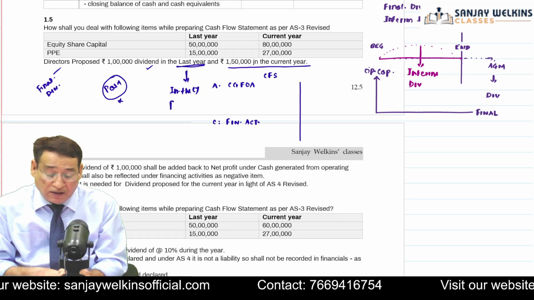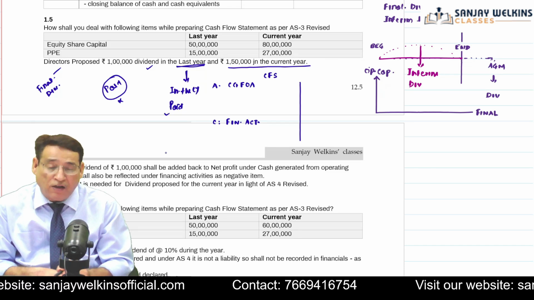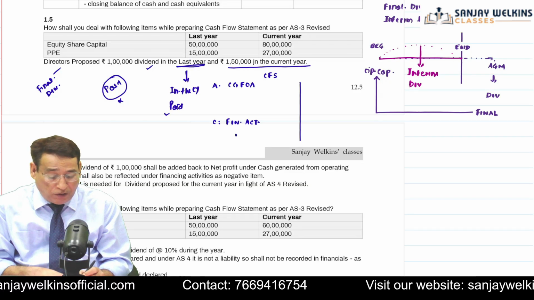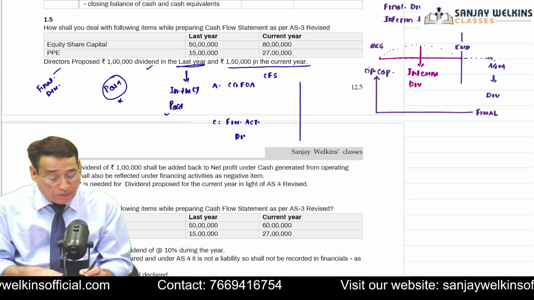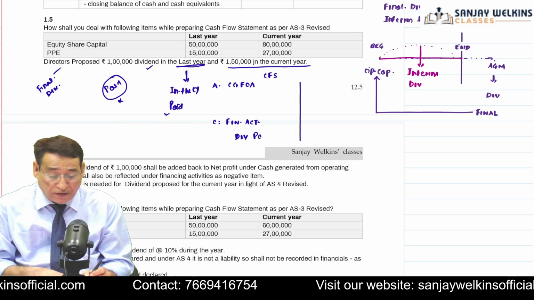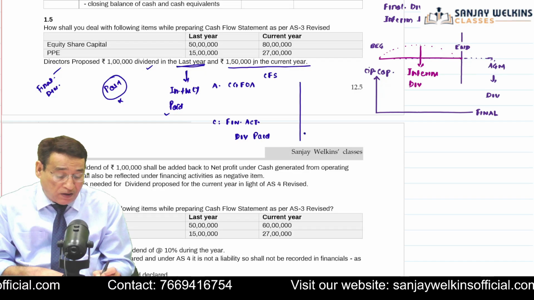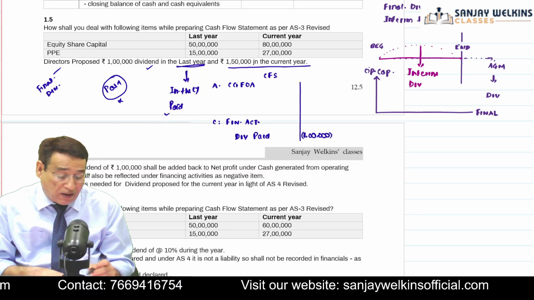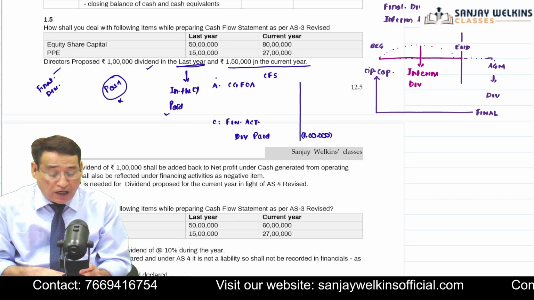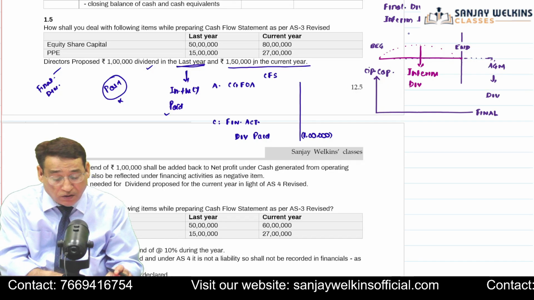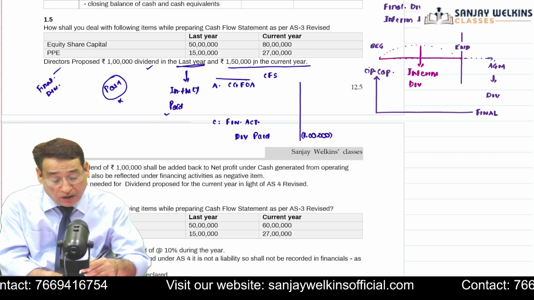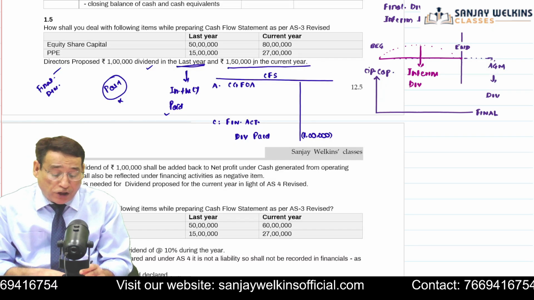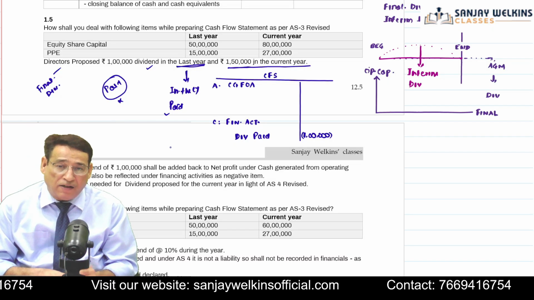Is it clear to you? And that is the reason proposed dividend of the last year, because in the current year it will be paid. So I will write here dividend paid, that is equal to 1 lakh. Last year proposed dividend must have been paid in the current year. So while preparing cash flow statement for the current year, I will have to actually write it under financing activity. Is it clear to you or not? Clear? However, the dividend which we have proposed in the current year.